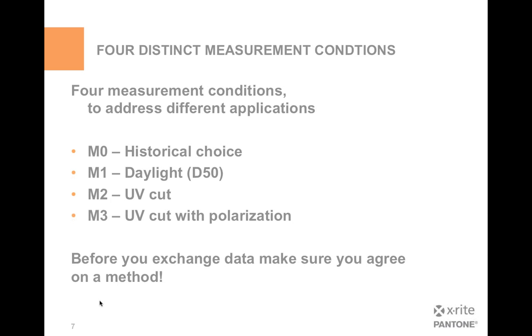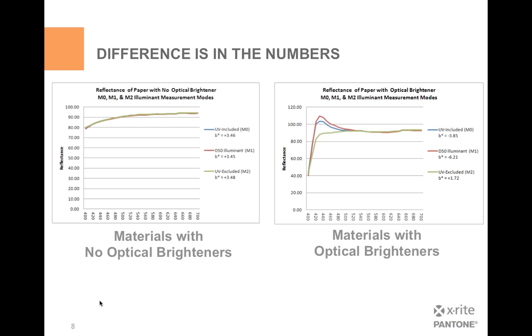So what are we talking about here? We've spent lots of words here, but let's look at a picture of how we would actually graph this from a spectral measurement. So if we look at the next slide here, we'll see that if we have materials with no optical brighteners there on the left, what we see is all of the spectral curves look pretty much the same. So we don't have to worry about it. And that's really something to remember. If you're using papers that have no optical brighteners, the fact that you're measuring with M0, M1, or M2 really won't have any effect on the way your numbers are recorded.